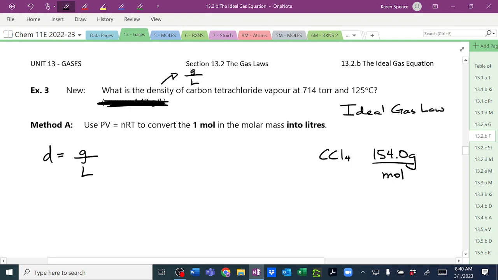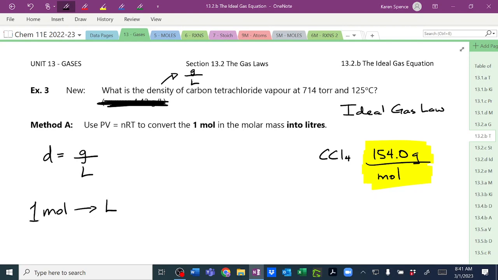So we need to take our moles and convert them to liters. How many moles are in this molar mass? 1. So we're going to take 1 mole and convert it to liters. If this was at STP, we would simply use 22.4, but we are not at STP. We have 1 mole, that's going to be n. We have 714 torr. What does torr measure?